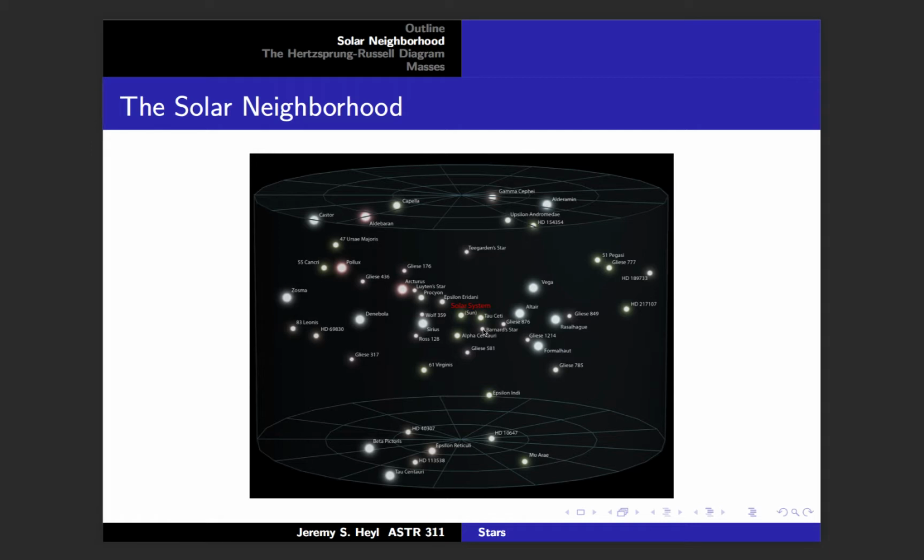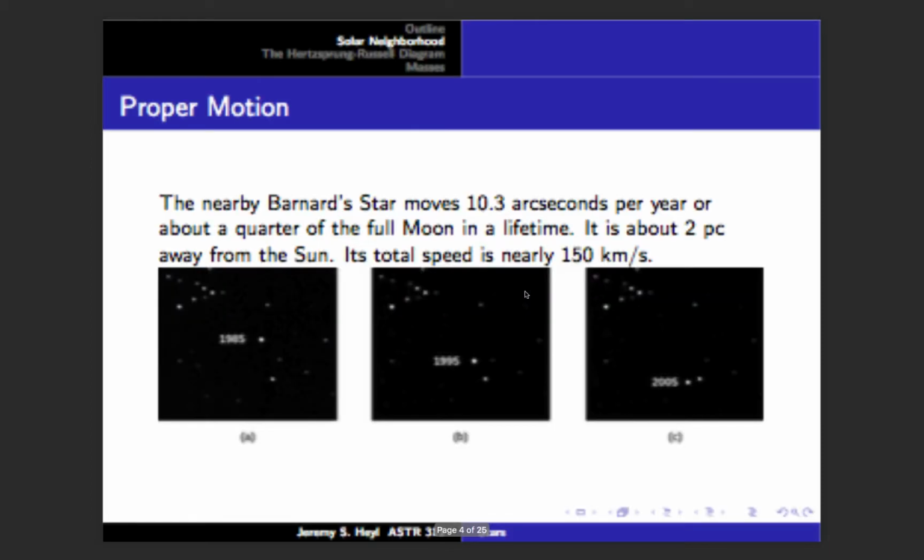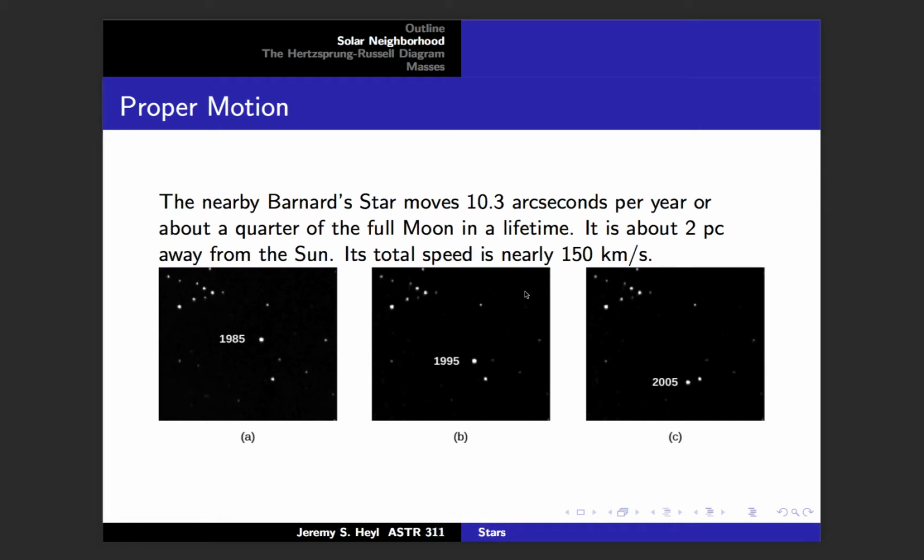And if something's close to the sun, if it's moving like this, it'll appear to move across the sky really fast. Whereas something further could be moving even faster but look slower because it's further away, right? Does that make sense? So this motion across the sky, we call it proper motion. It means the motion across the sky. Barnard's star moves 10 arc seconds per year, or about a quarter of the full moon in a lifetime. So, it's relatively easy to see it moving with a telescope.